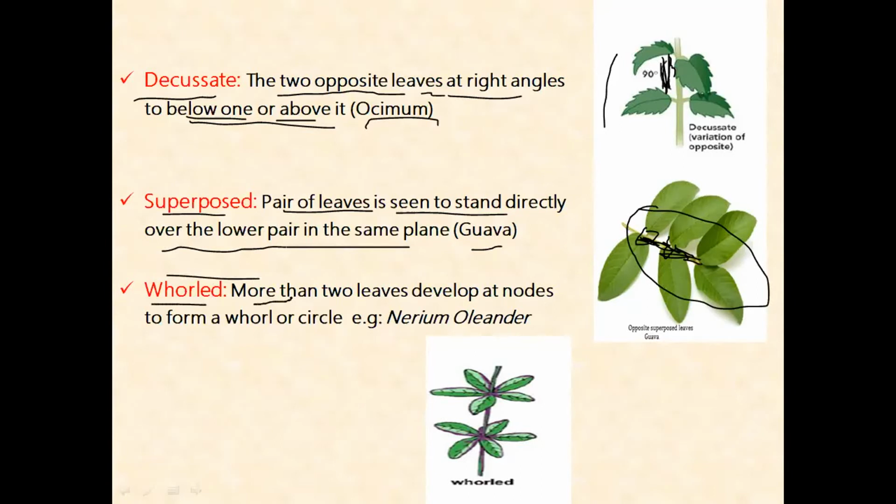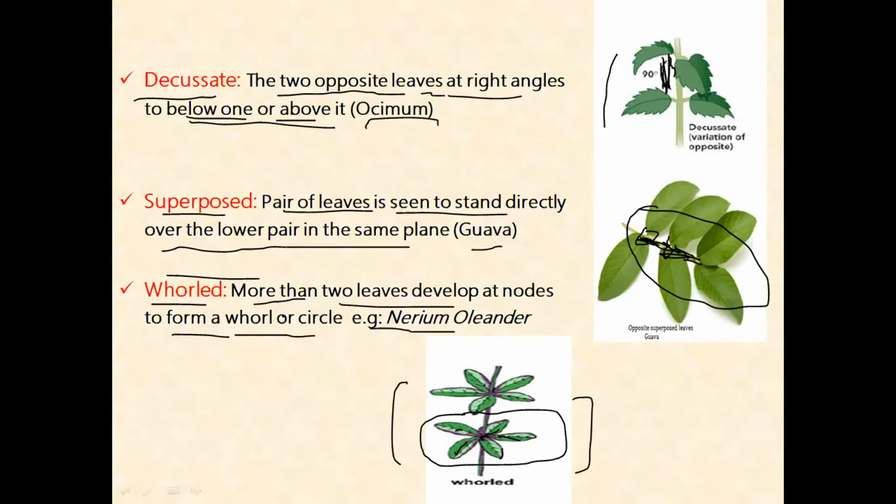Phyllotaxy. Here more than two leaves develop at nodes to form a whorl or circle. For example, it occurs in Nerium oleander. So you can see here, this is the node area where leaf develops. So at the node, more than two leaves develop, one, two, three, four, five, and they form a whorl or circle around this node. So this type of phyllotaxy is known as whorl phyllotaxy.